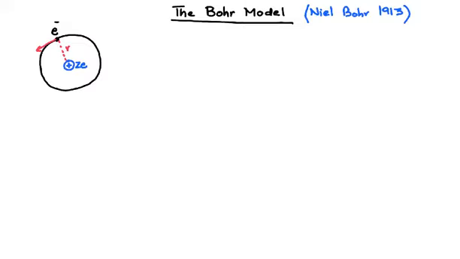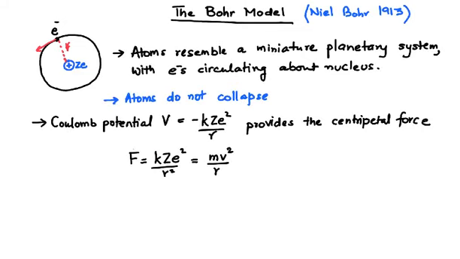According to the Bohr model, an atom resembles a miniature planetary system with electrons circulating about the nucleus, and the nucleus has all the concentrated positive charge at the center of an atom. It's like planets circulating the sun. Now these atoms do not collapse because the attractive electrostatic Coulomb force provides the centripetal acceleration necessary to maintain the orbital motion.